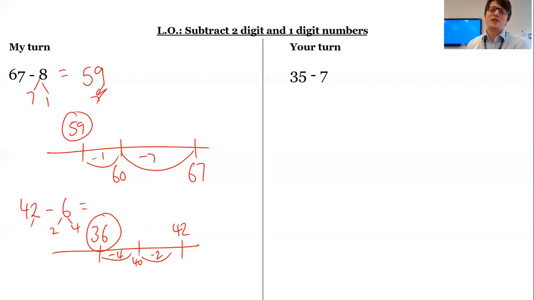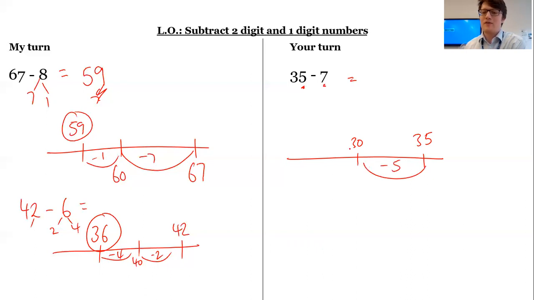Okay, 35 subtract 7. Well, let's have a look at our number line. Here's 35. I'm going to put in that nearest multiple of 10 because I can see that 7 is larger than 5. So I'm going to subtract 5. 5 subtract 5 is 0, but 7 is made up of 5 and 2. So I need to subtract another 2, which takes me to 28 is my answer.